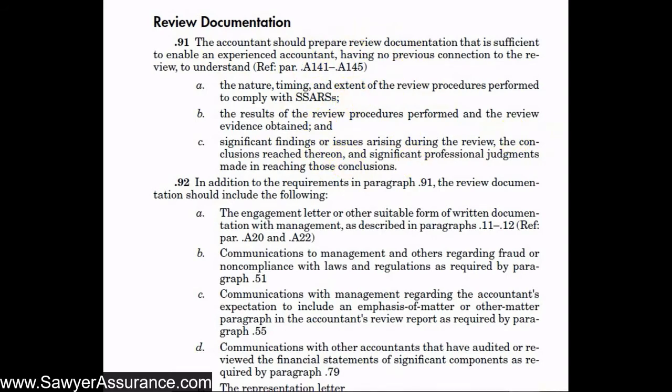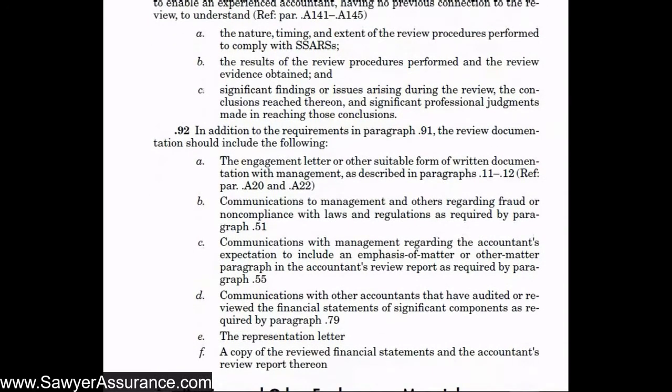And in addition to that, we should include in our review documentation the engagement letter or other suitable form of written documentation with management, and that was in AR-C Section 98.11 through 12. And we should also include communications to management and others regarding fraud or non-compliance with laws and regulations, as required by paragraph 51 in another video.